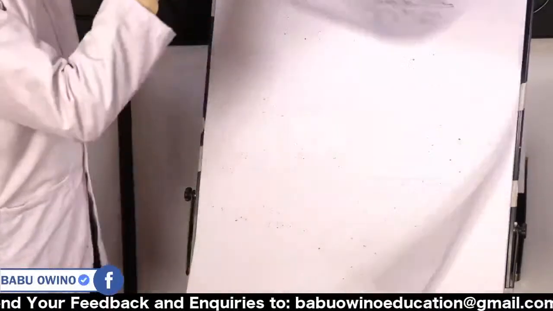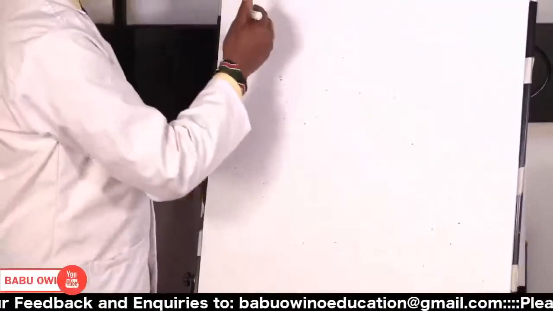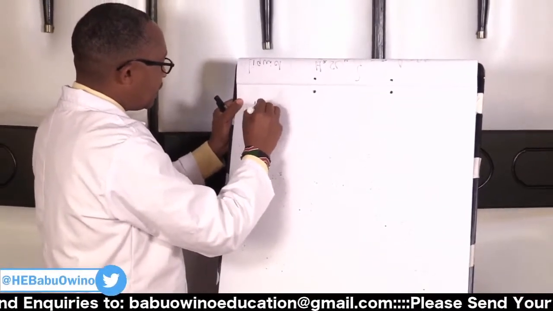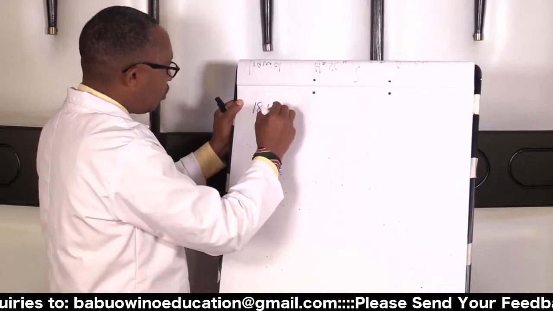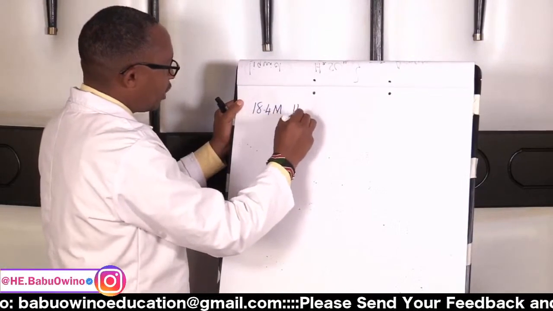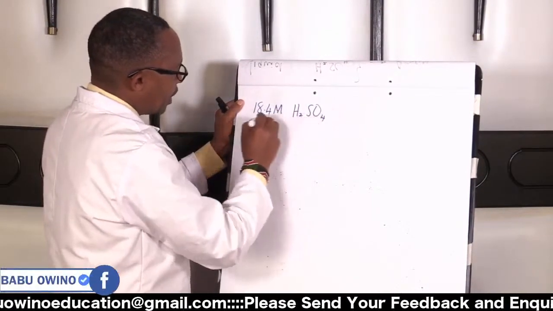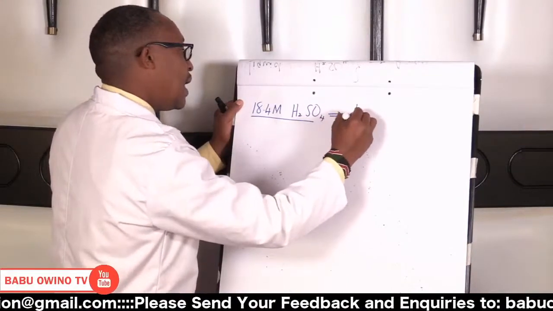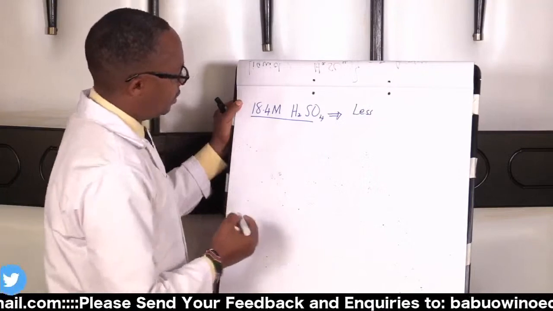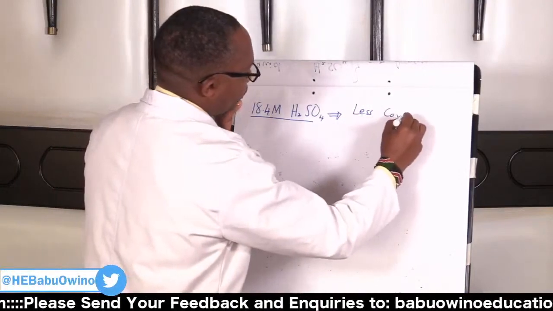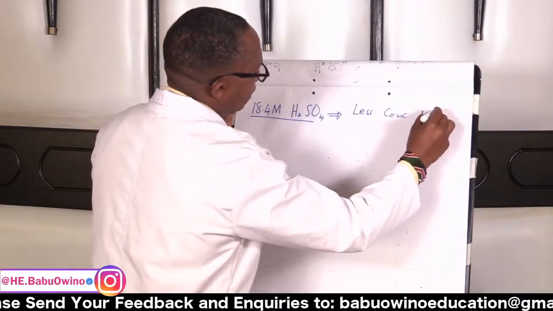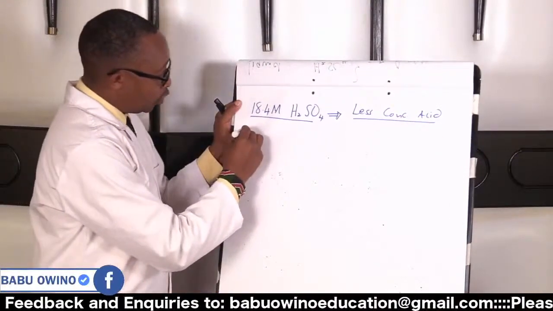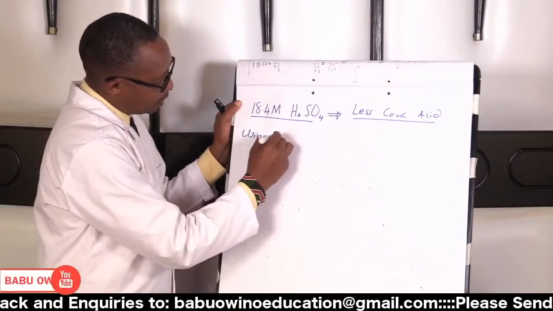How do we make a solution from an acid? Now we have already noted that this is 18.4 molar sulfuric acid. How do we prepare a less concentrated acid? We can only do that by using water.